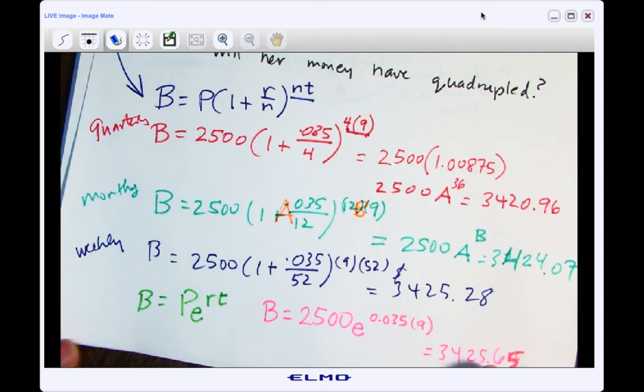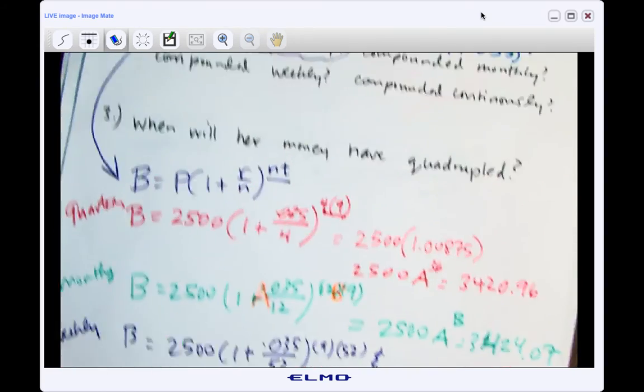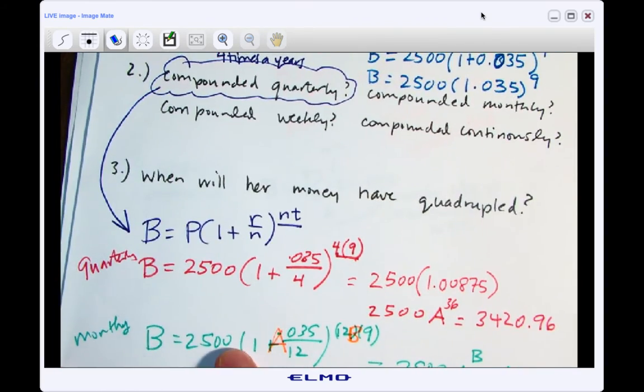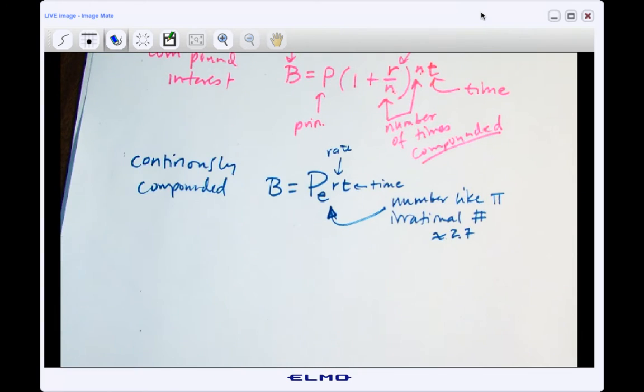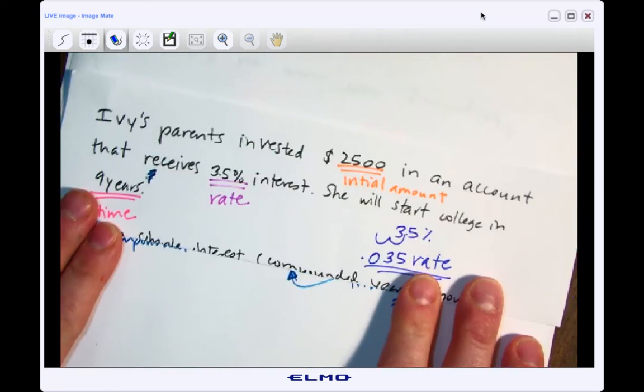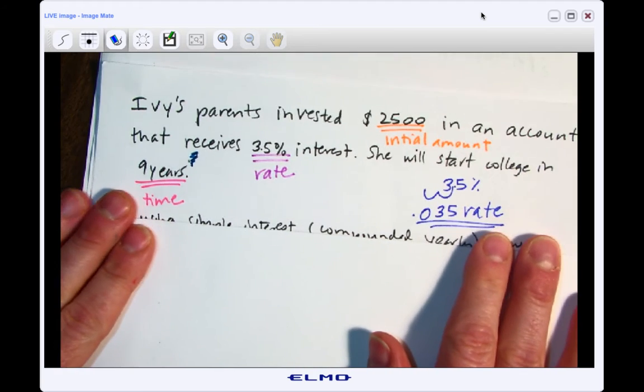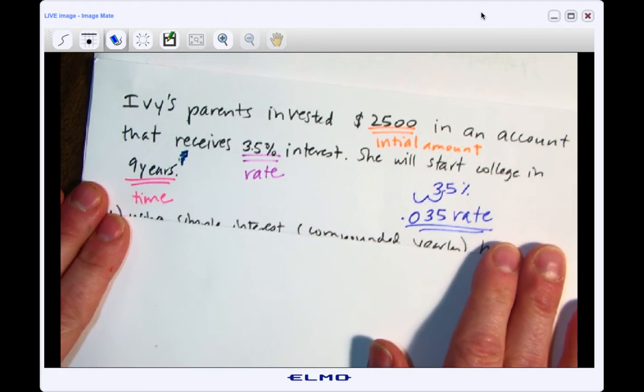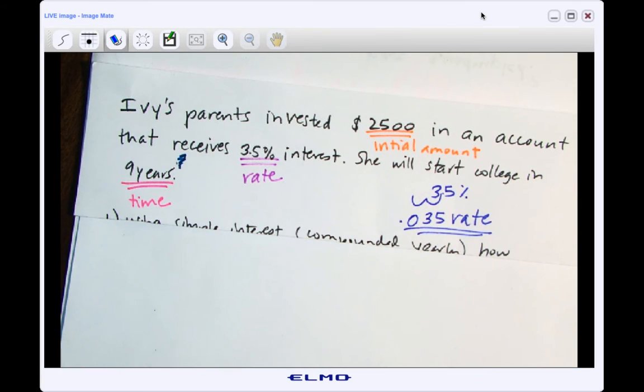Okay, now the last question here is a little bit different. It says, when will her money quadruple? So let's just fold this over so we can use this question again, but we can start with a clean sheet kind of here. Okay, so it says, when will it quadruple? What does quadruple mean? It means be 4 times as big.